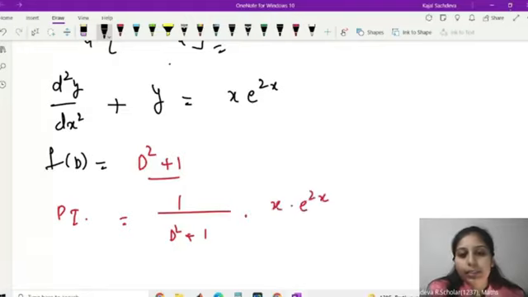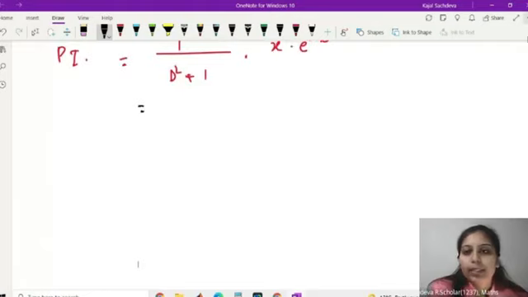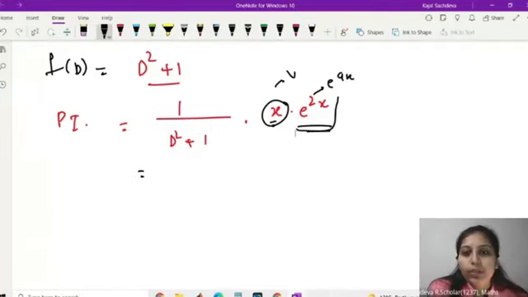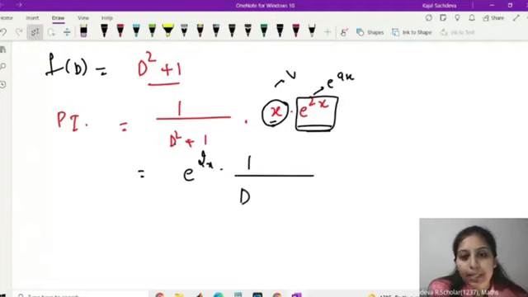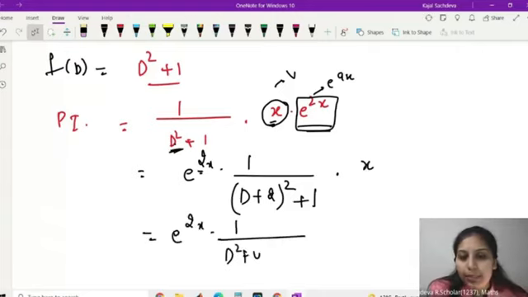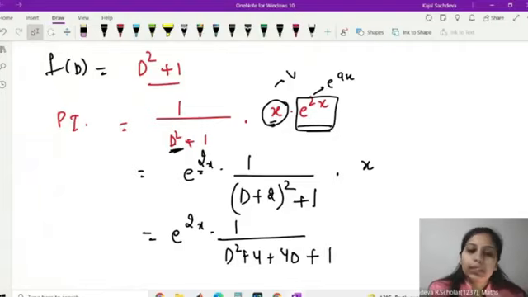Now what you can see here is that this is of the form e^(2x) into x. So when we have an equation of this type, e^(ax) into some function of x, this can be V and this is e^(ax). What we do is take out e^(2x) and replace D by D + a, here D + 2, so (D + 2)² + 1 into just keeping x. So e^(2x), below we get D² + 4D + 5, that is D² + a² + 2aD + 1, into x.